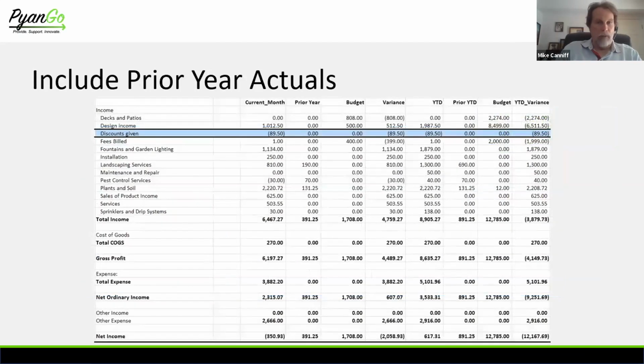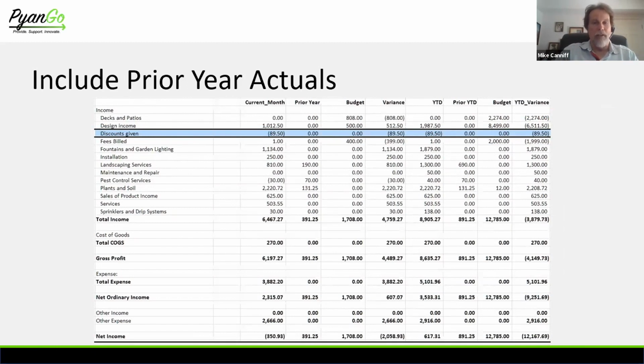I could also then maybe include prior year actual. So right next to it is, here's my current month. This is what happened in my prior year. This is my anticipated budget, and this is my variance. And then year to date after that. So this allows you to do a quick side-by-side comparison of what happened in the last year and what's going to be planned for this year.